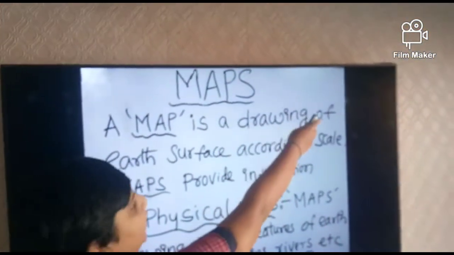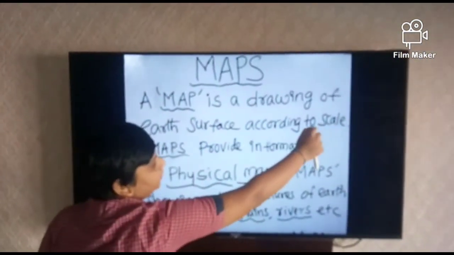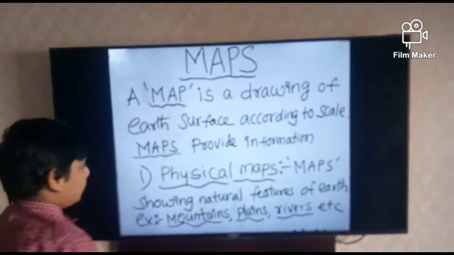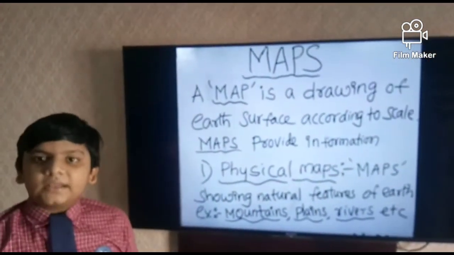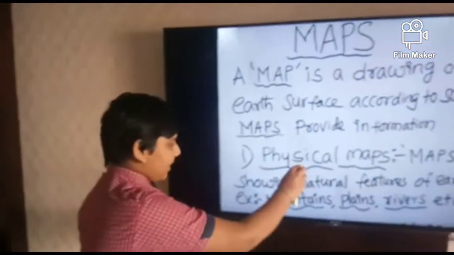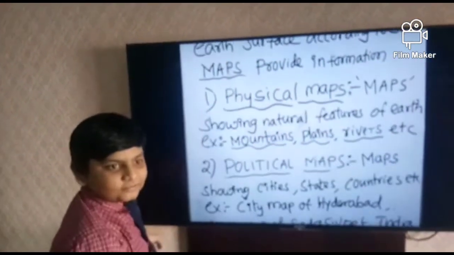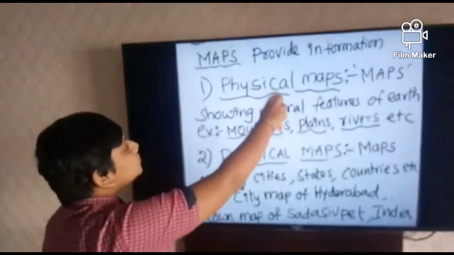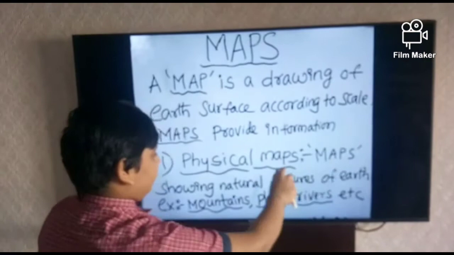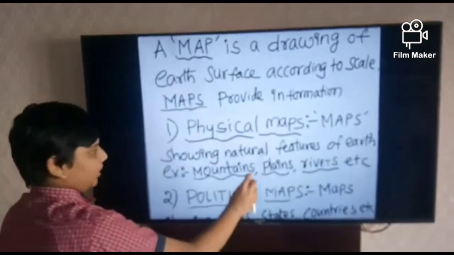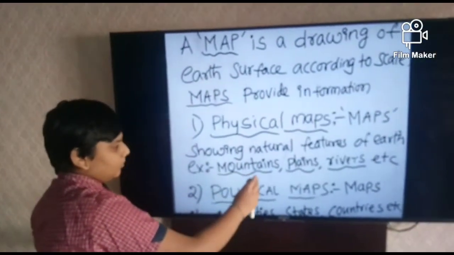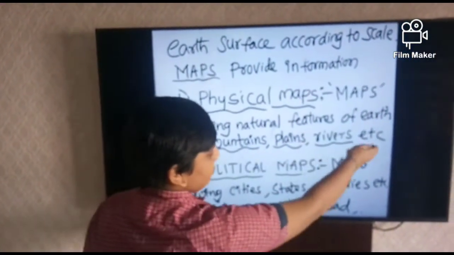Today my topic is about maps. What is a map? A map is a drawing of Earth's surface according to a scale. What do maps provide? Maps provide information. There are mainly 3 types of maps: physical map, political map, thematic map. First one, physical map. Maps showing natural features of Earth. Examples: mountains, plains, rivers, etc.